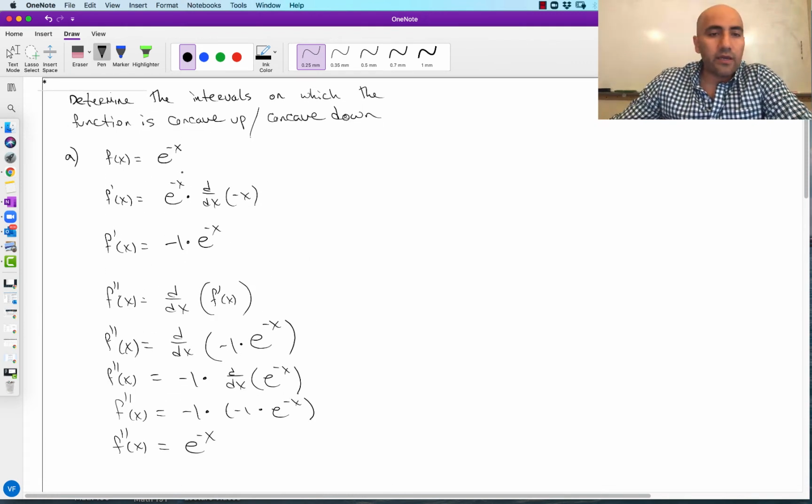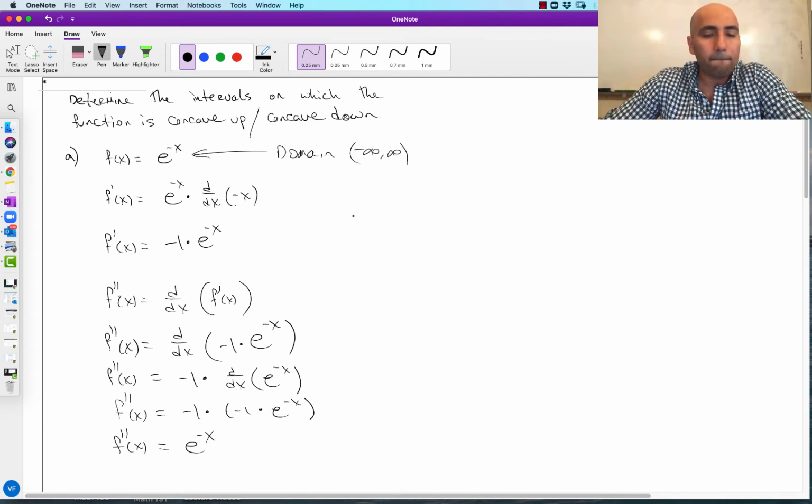Okay, so if we think about the domain of the original function, the domain is all real numbers, negative infinity to positive infinity. And on that interval, no matter what value we choose, we're always going to get a positive answer, right? This is the same thing as 1 over e to the x, and for any value of x, we're always going to get positive values, right? So f double prime of x is always positive for any x.